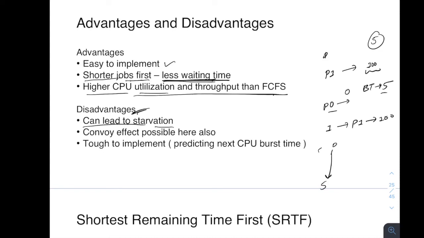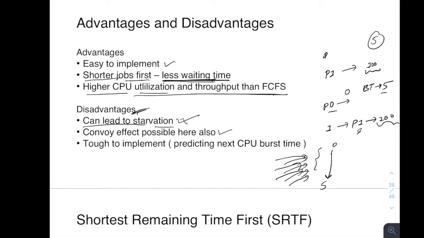While it is running from 0 to 5, let's say a lot of processes keep arriving in the ready queue, and they have shorter burst time than P1. Let's say this keeps happening forever. Then P1 will never get the CPU, because all the processes arriving have lesser burst time than it. So they will get the CPU and P1 will starve of the CPU. That's why this can lead to starvation.